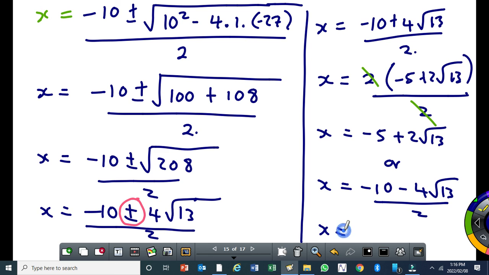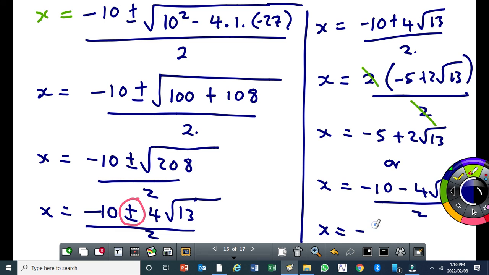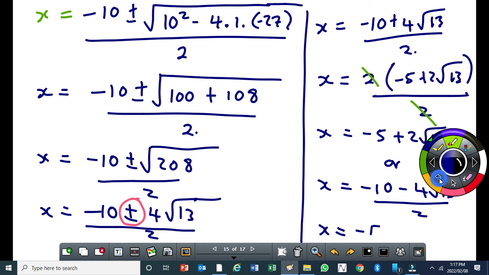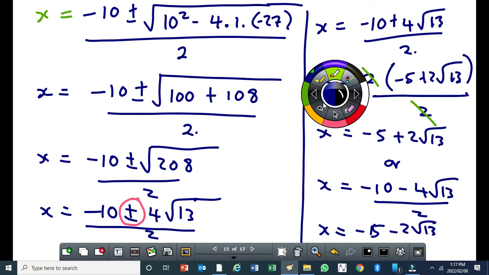If I simplify that, you get minus 5 minus 2 root of 13. So those will be your two answers in surd form. You can convert them to a decimal if you want, but sometimes it can be strict that you must leave your answers in surd form. So I'm leaving them in surd form. That's why we did surds first, we need that knowledge under quadratic equations. All right?